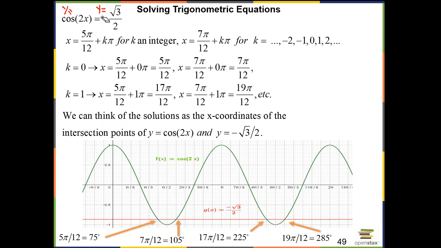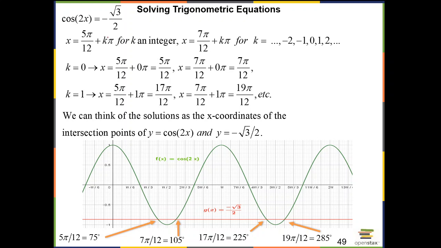You can think of the solutions for this equation as intersection points of the graph of cosine 2x and the graph of negative square root of 3 over 2. So we're looking at this equation from a different angle, from a geometric kind of angle. So this is equivalent to figuring out the intersection points of these two graphs, the green one and the red one.